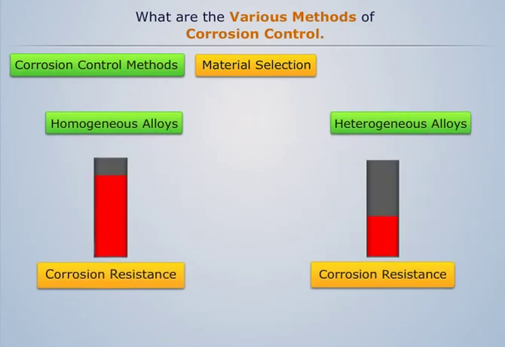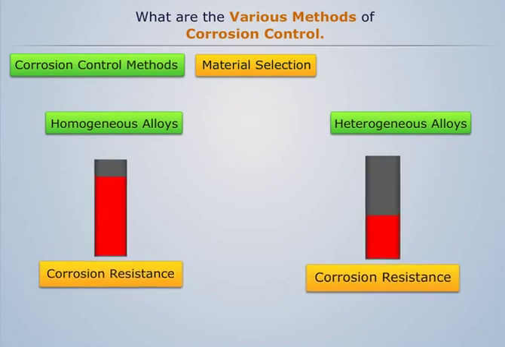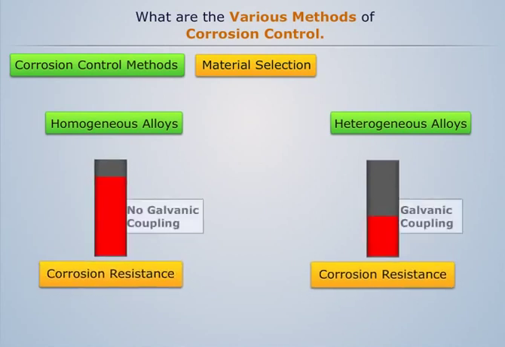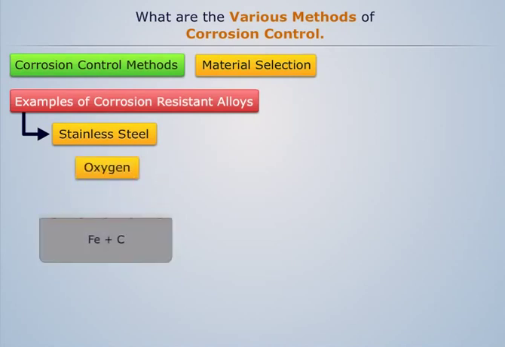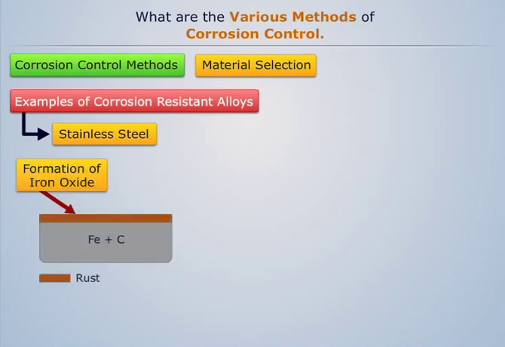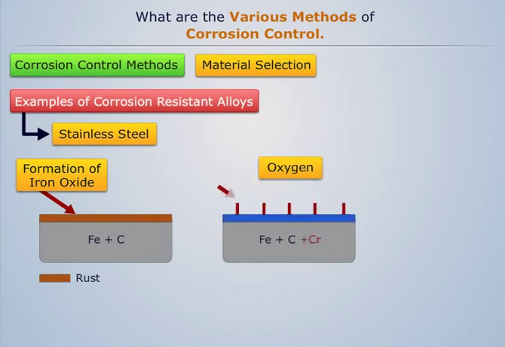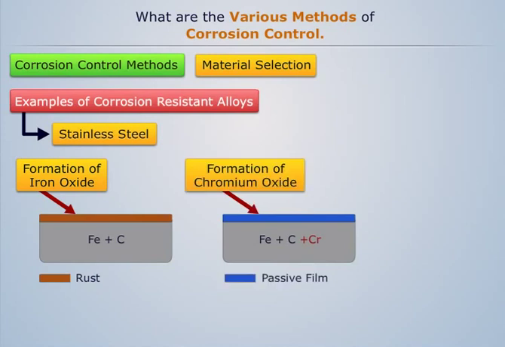Homogeneous alloys are more corrosion resistant than heterogeneous alloys, because no galvanic coupling can take place in homogeneous alloys. Some examples of corrosion-resistant alloys that have been developed depending on the desired properties are: iron and steel generally get rusted in presence of corrosive atmosphere. But when chromium is used as an alloying metal for iron and steel, it produces an exceptionally coherent oxide film which protects the steel from any further attack.